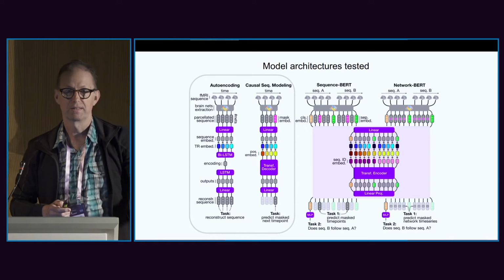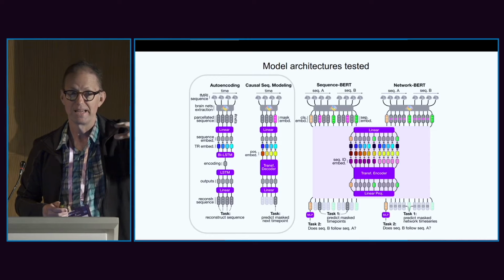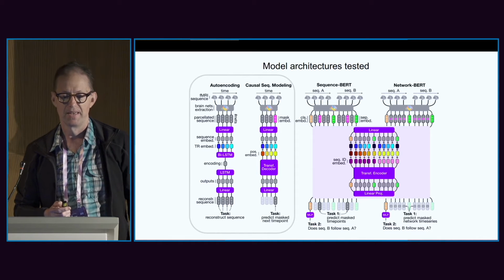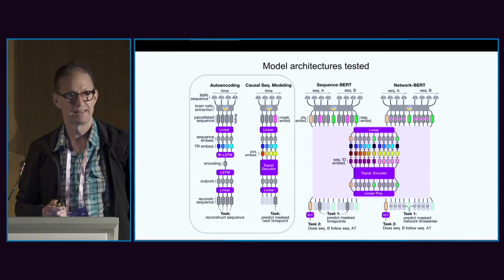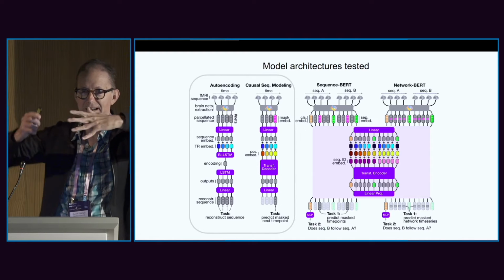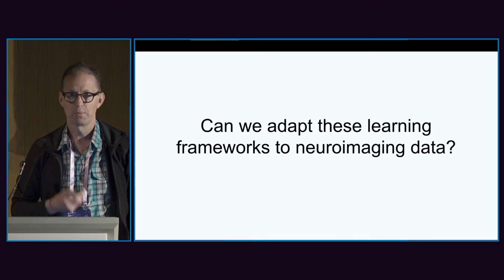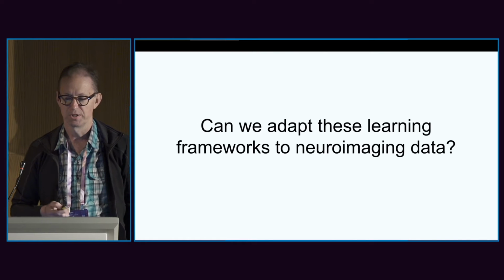We're going to put it into a lower dimensional space, just based on anatomy, and then do some stuff with it. And then ultimately, on the other end, it's going to be either predicting the entire time series or predicting the next time point. So how do we adapt these things to neuroimaging data?